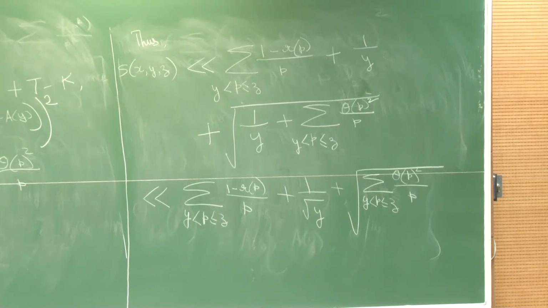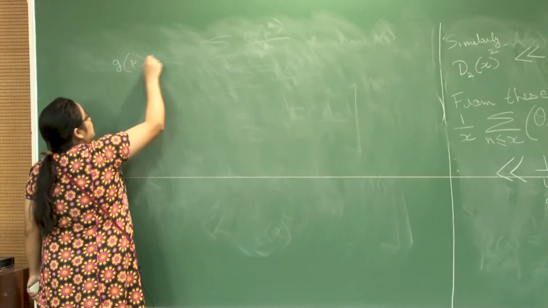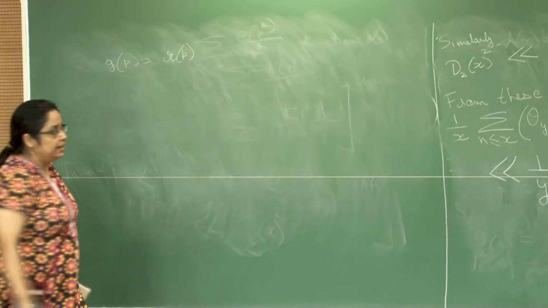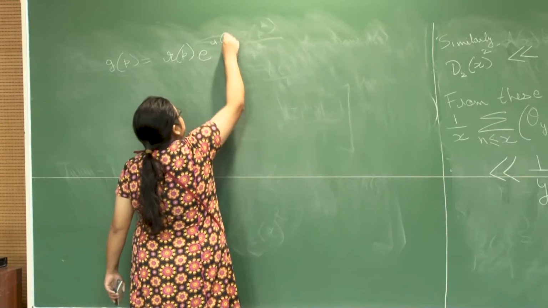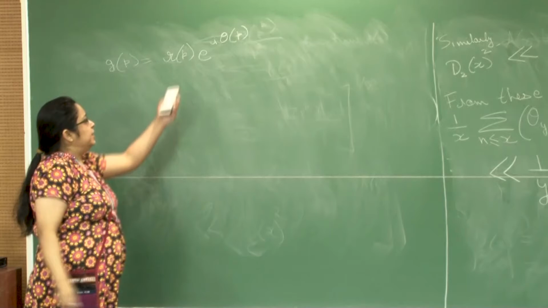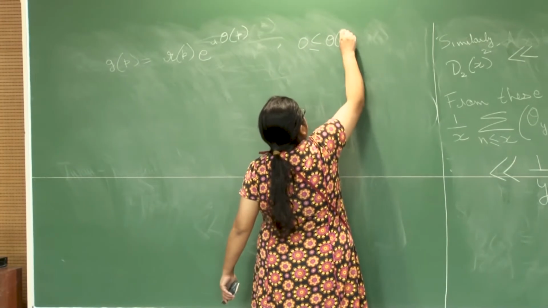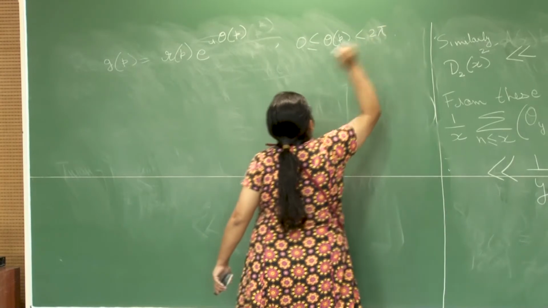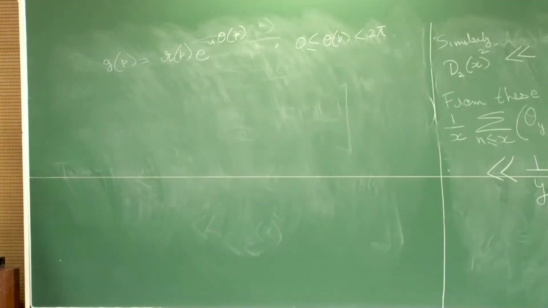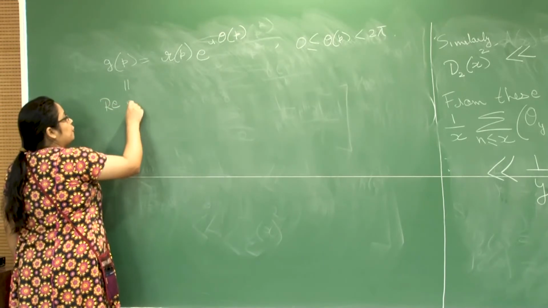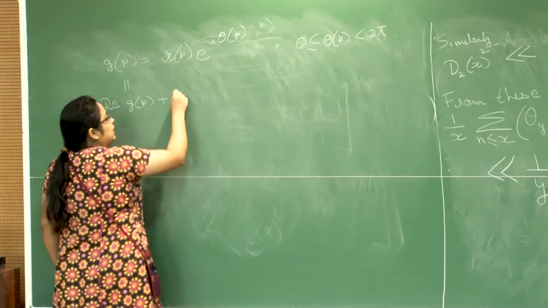So, we have to look at our g of p. You were writing it as the absolute value of g of p, which you denote as r of p, times e raised to the i theta of p, where theta lies between 0 and 2 pi. Now, this can also be written as the real part of g of p plus i times the imaginary part of g of p.